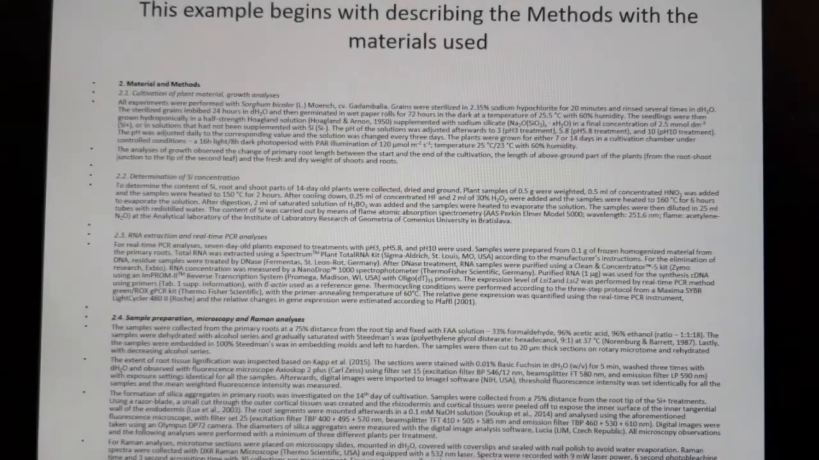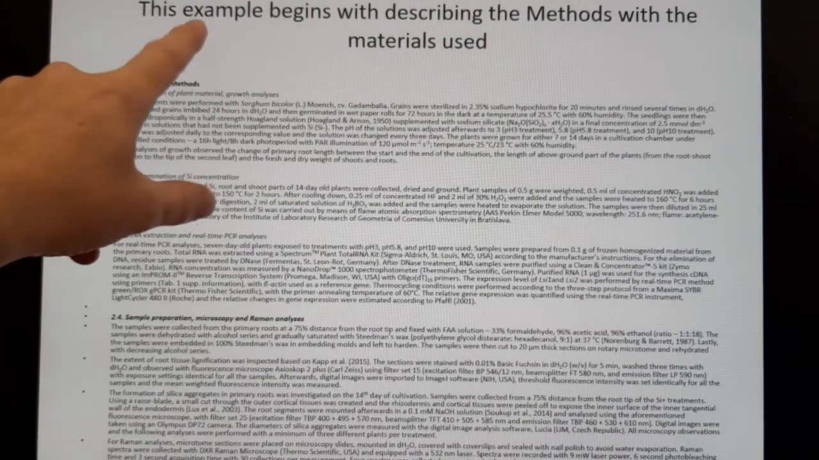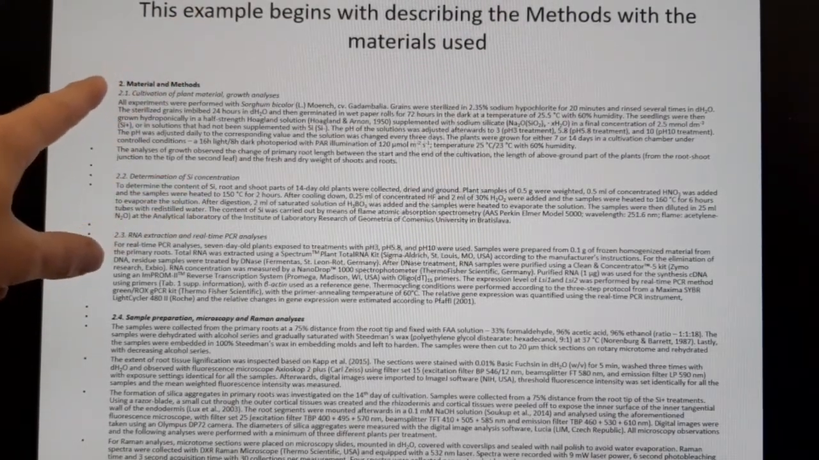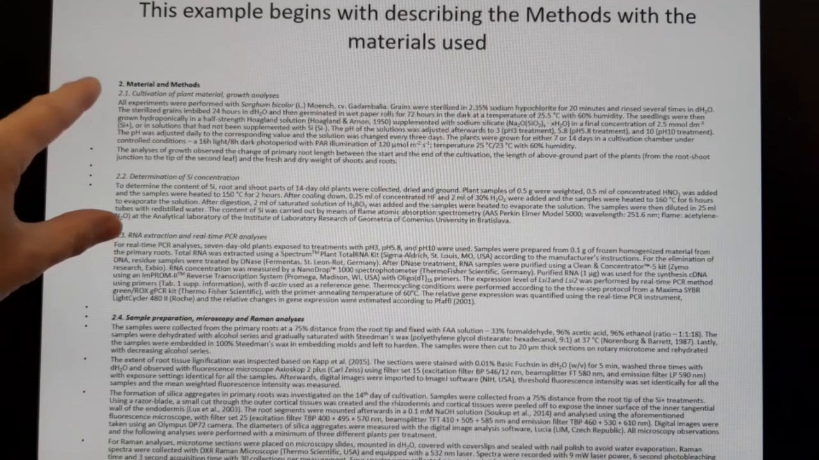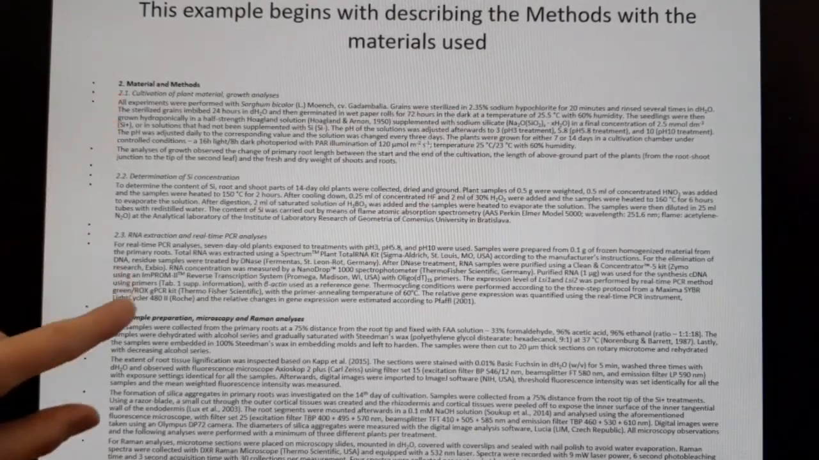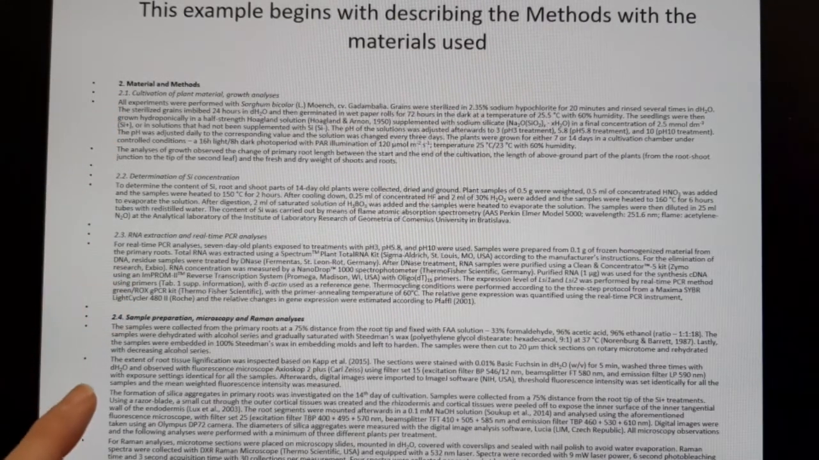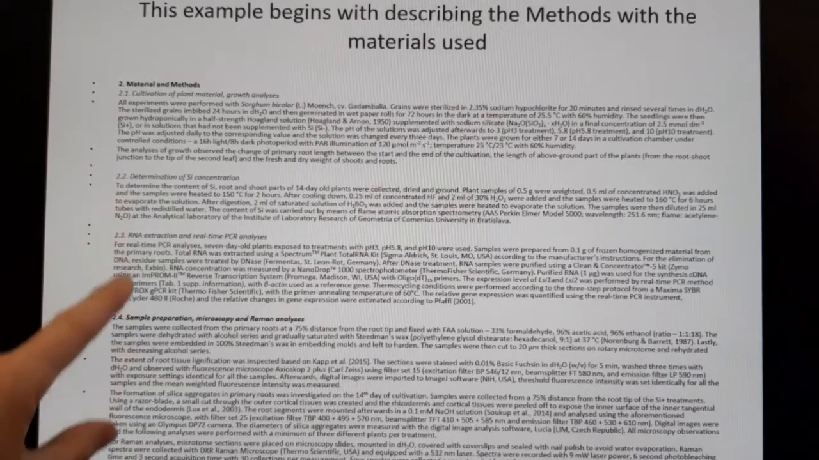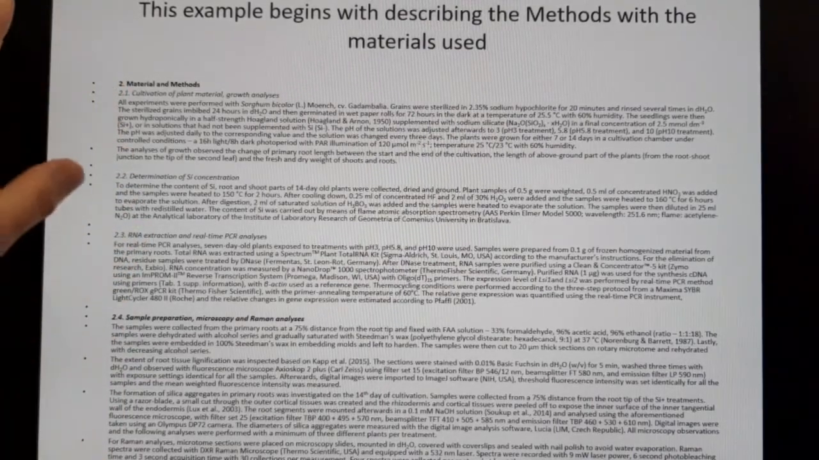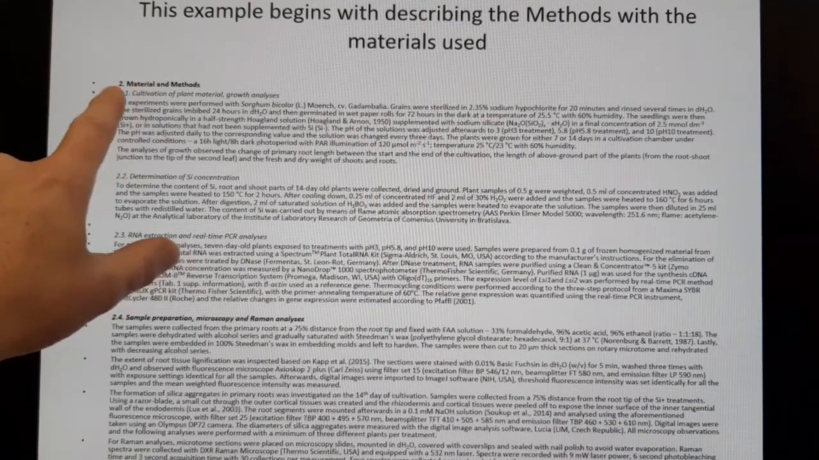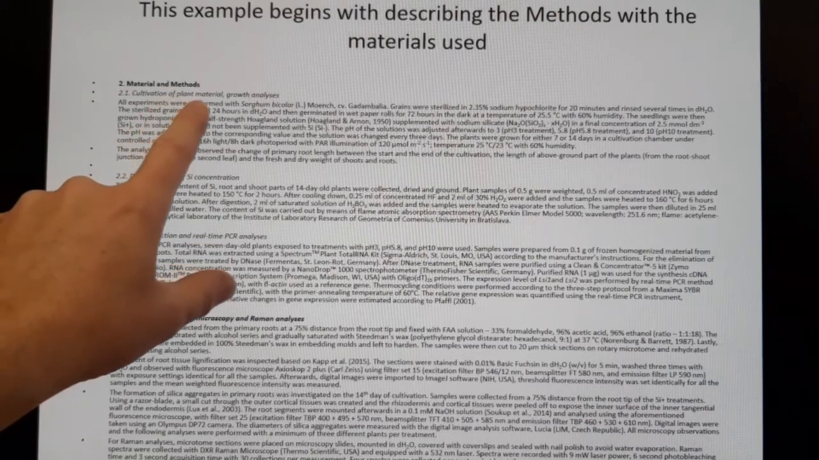Hang on a second. All right, before I go further, have a look at this here. This example begins with describing the methods with the materials used. This is an interesting style of paper, so they've got all the sections listed in numbers. Remember, some publishers also want a table of contents, and some publishers want your paper to be ordered in this way. So probably number one was your introduction, and two would be your materials and methods.